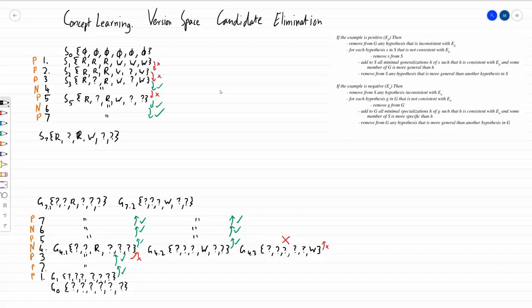So this is basically, as we showed before, our tight bound, and this is our looser bound. Somewhere in here is going to be our version space, and we can go through and generate some hypotheses to see what that could be. So this is our specific bound, this is our general bound. So what can we actually have here?